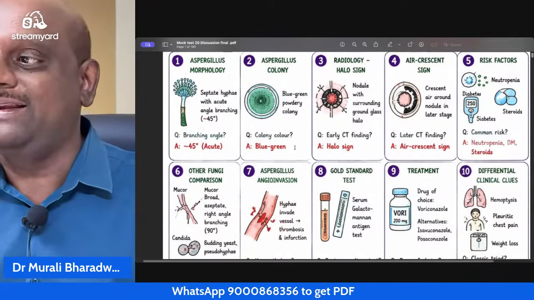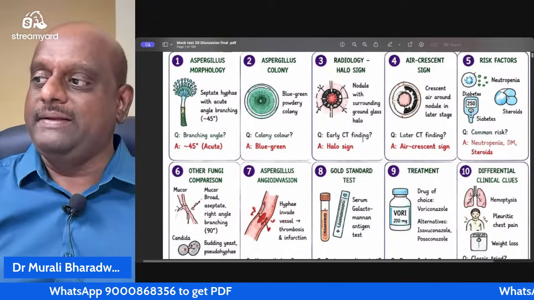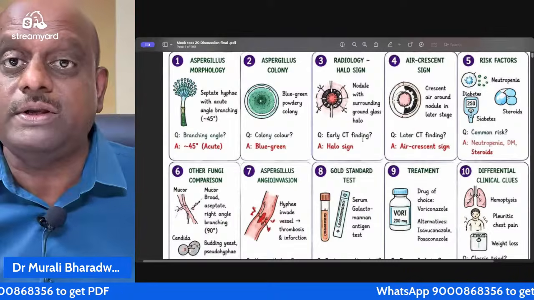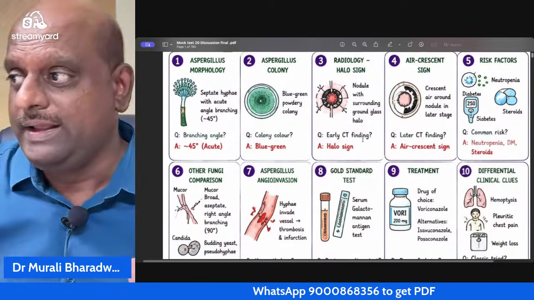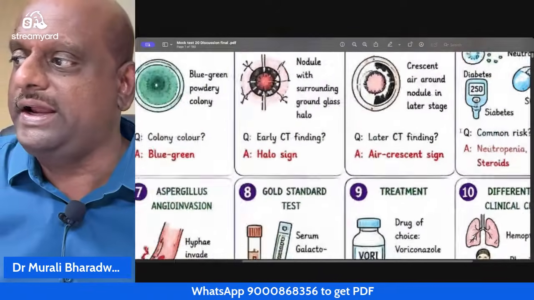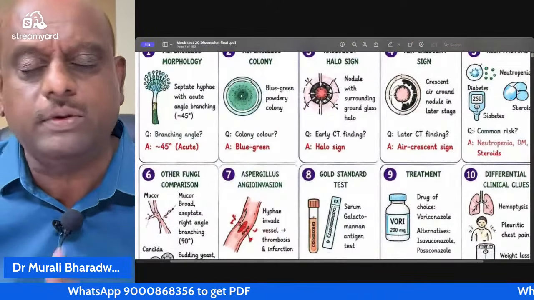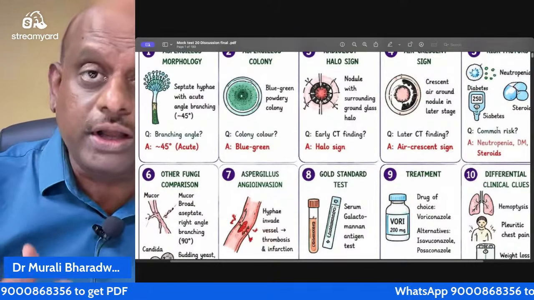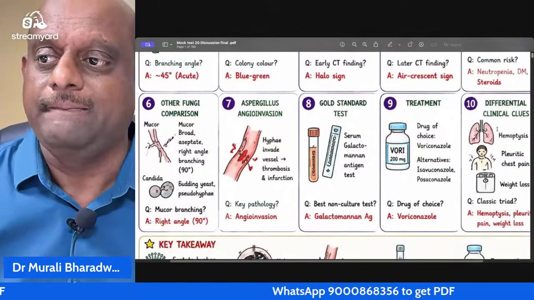Halo sign, which is very typical, is an early CT finding, and there will be a crescent of air surrounding this nodule during the later stage, which is called the air crescent sign, is what we need to remember. So who is the subset vulnerable to aspergillosis, doc? Neutropenics, and those who have diabetes with steroid therapy typically.